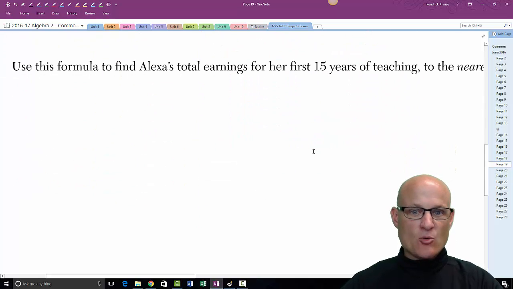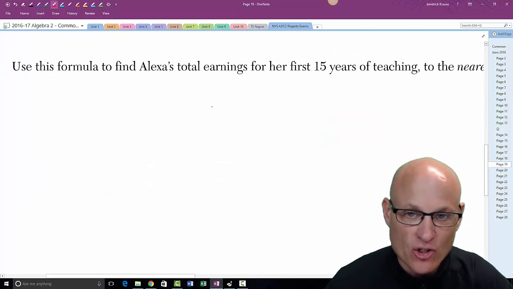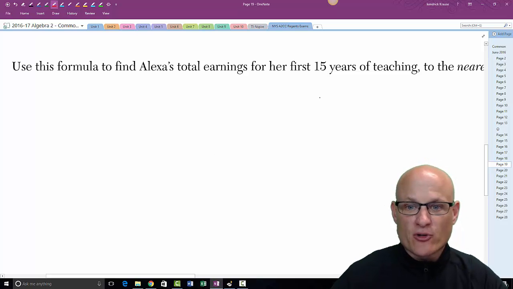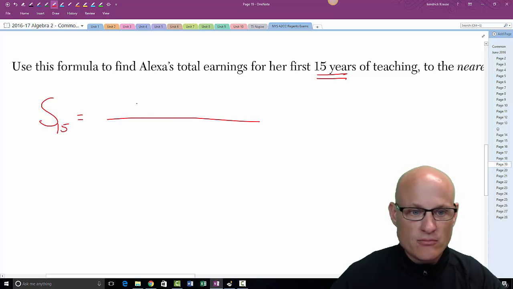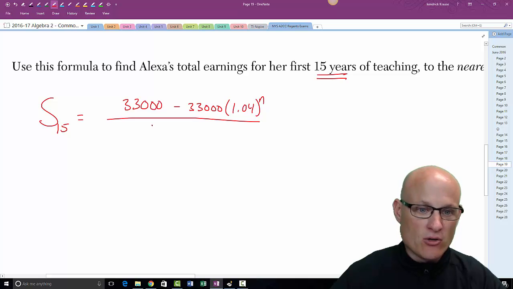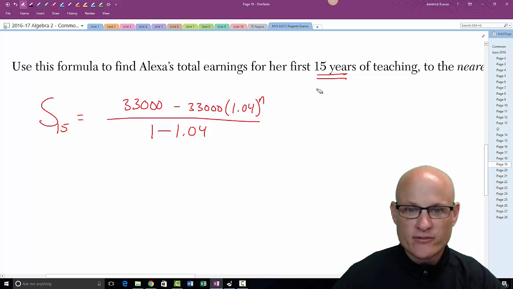Now, we're going to use this formula to figure out what her total earnings are for her first 15 years. So we're going to say, okay, S sub 15 is equal to 33,000 minus 33,000 times 1.04 to the n, all over 1 minus 1.04. Well, hold on. We know what n is. n is 15. So we're going to go use our calculator.